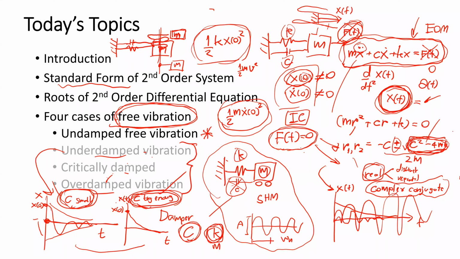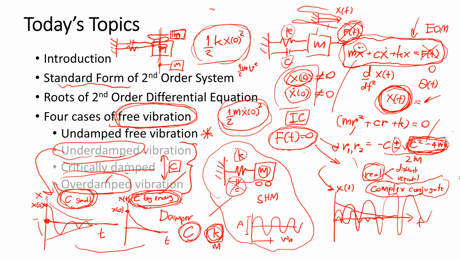So the names of the cases come from this: underdamped is when the damping coefficient is small, and overdamped is when the damping coefficient is big enough. The critically damped is the case of just one point, when it turns from this to this. Only one value of C will make it critically damped.